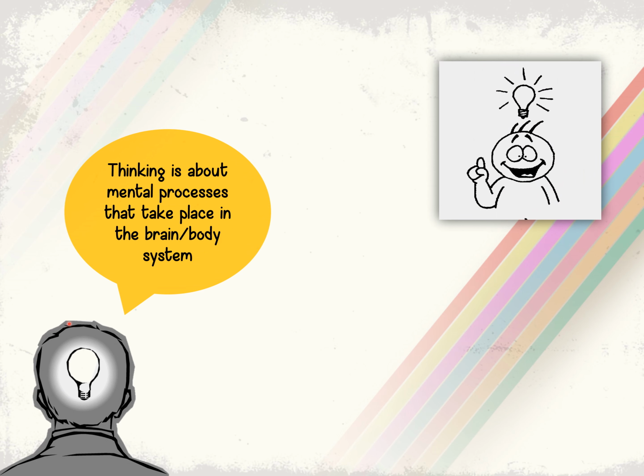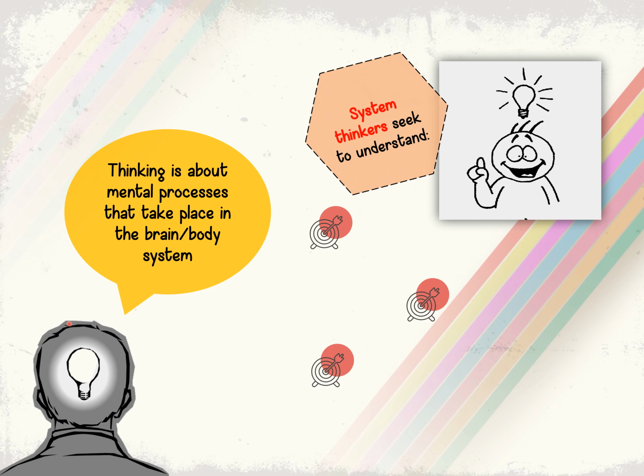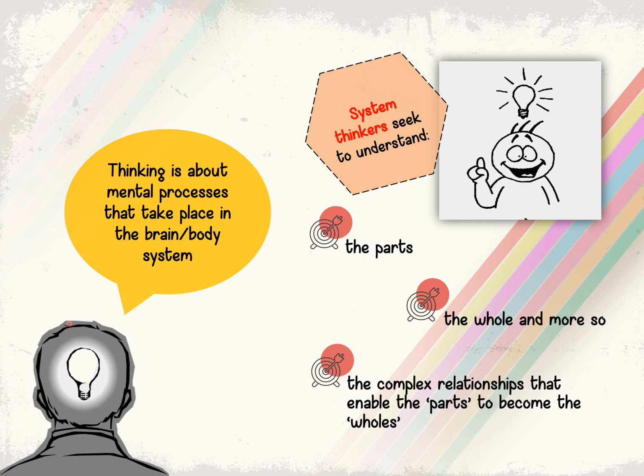Thinking is about mental processes that take place in the brain or body system, or basically the action of using one's mind in order to produce thoughts. Systems thinkers seek to understand 3 things. The first one is the parts, the second one is the whole, and the third one is the complex relationship that enables the parts, the first one, to become the whole, the second one.